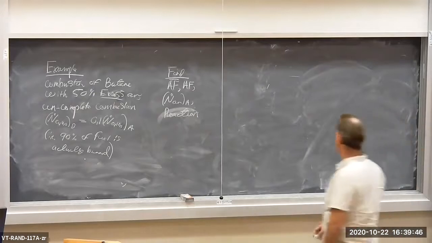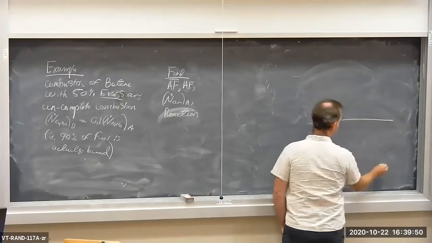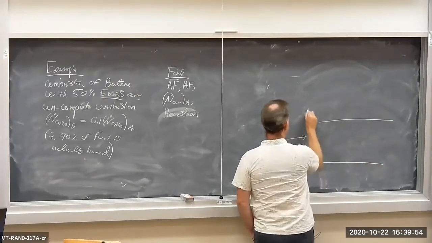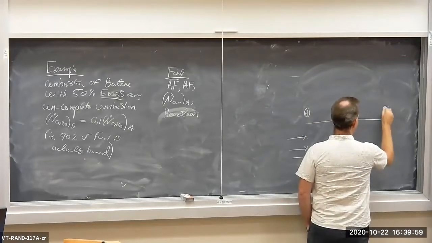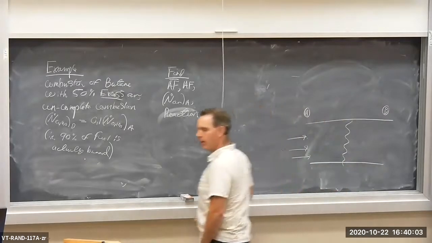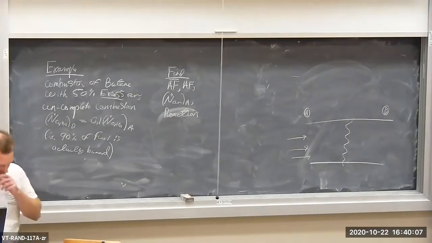Okay, so let me put the diagram or the schematic in here. So here's our schematic. Here's our inlet port, our reactant side, and our product side. Here's the flame. Let's look at some quantities from last time.